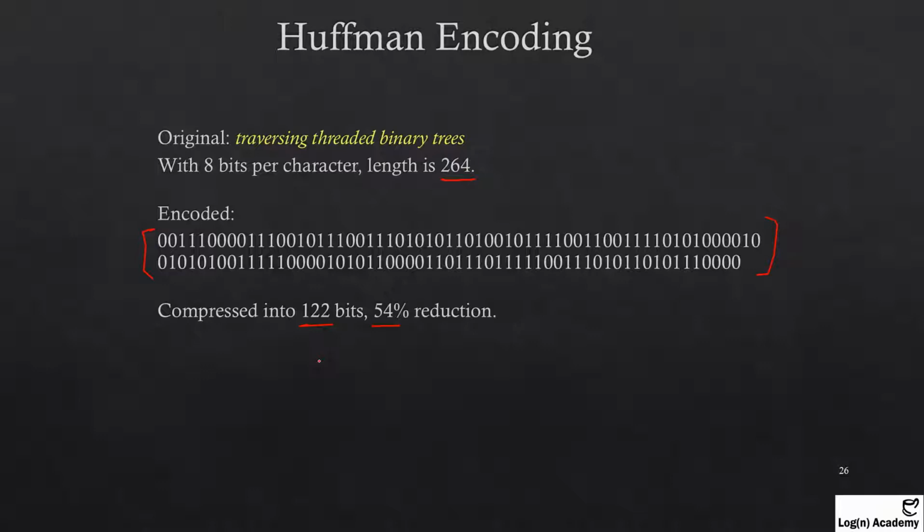Up till now we have seen how we can compress the data and what form it takes after compressing. In the next lecture, we will see how we can get the original data from this encoded string.